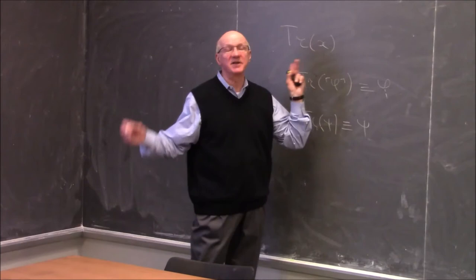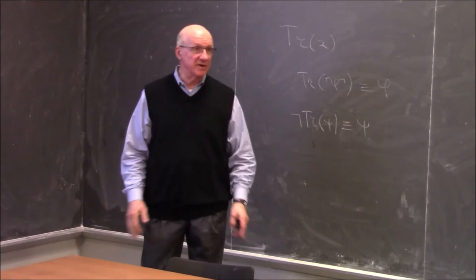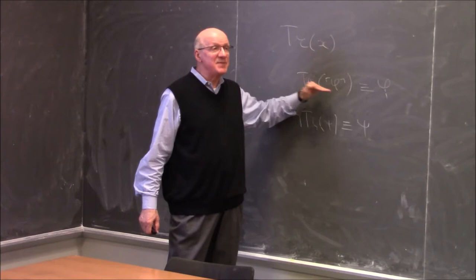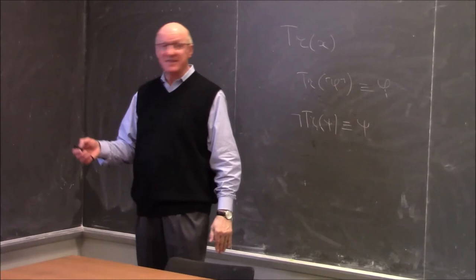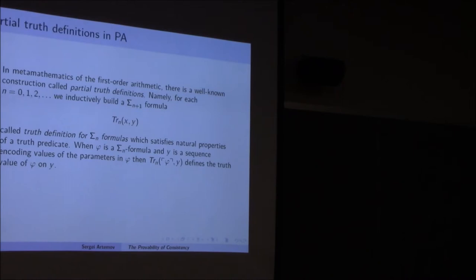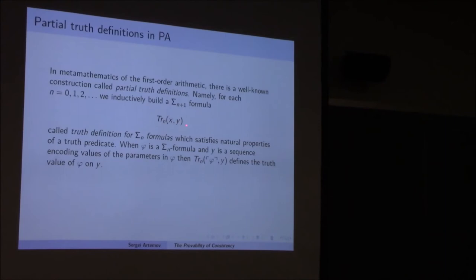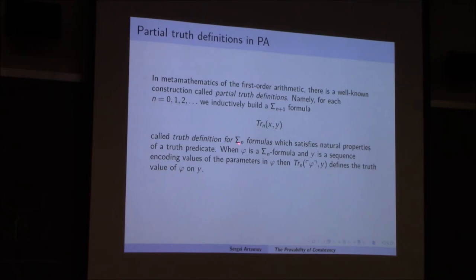Much less known outside proof theory is a construction that you actually can do for formulas of limited complexity. So that's limited depth, and this is exactly this construction. Namely, for each n, we can inductively build a sigma n plus 1 formula, where the number of quantifiers you iterate is limited by n plus 1. This is a formal truth with subindex n with the two parameters x and y, which expresses the truth condition for formulas whose complexity is in sigma n plus 1 and lower, of course, because it's cumulative. So what are these two arguments?